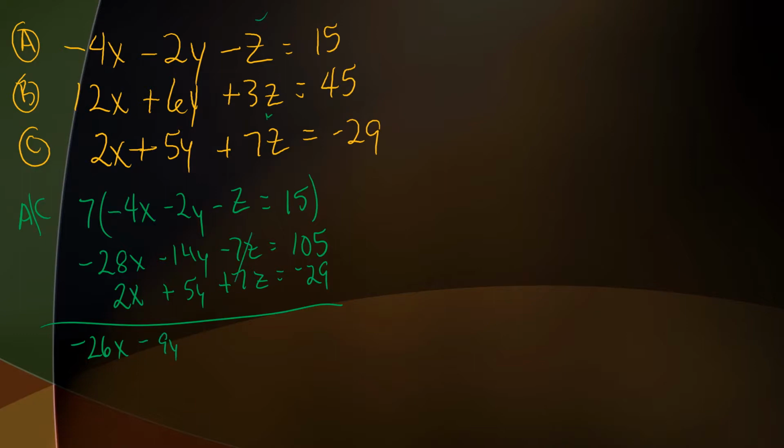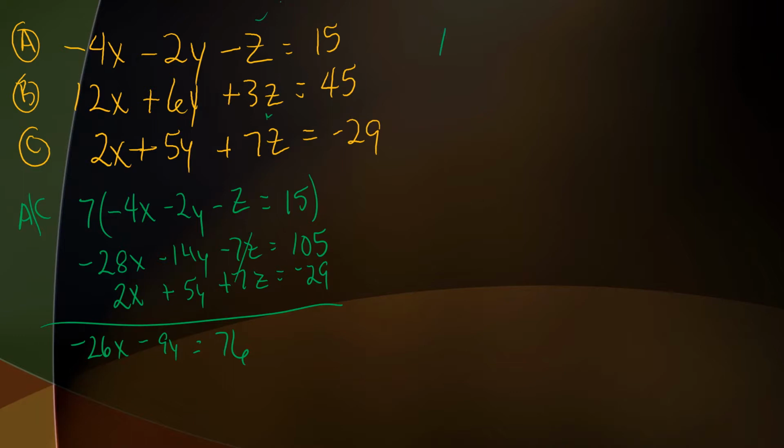My z's have canceled. And that's going to be 105 minus 29 is 76. All right, well, there's AC. Now, if you notice, unlike where I got lucky on A and B, where I got 0 equals 45, I still have an equation here to work with. Now, I've used A and C. I got to get B in the game, and I'm going to use B and C. I could use BA, but I'm going to use B and C.